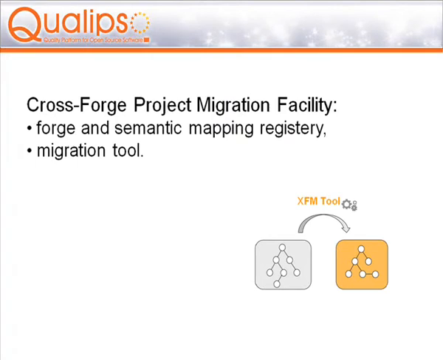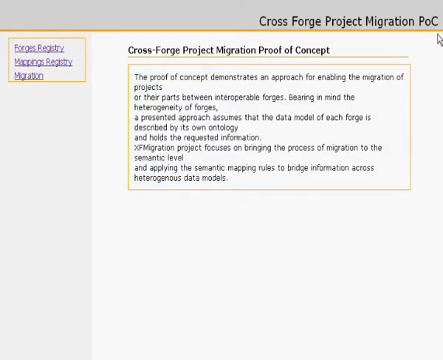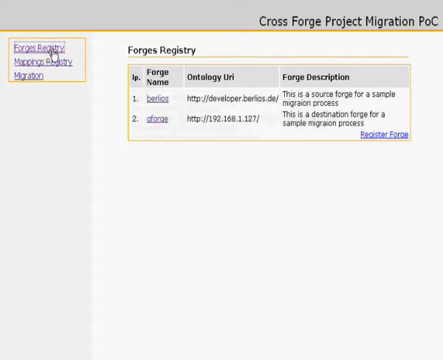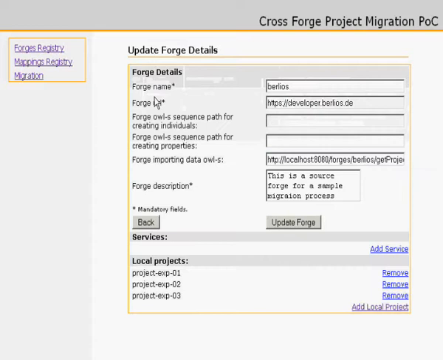Let's introduce the CrossForge project migration facility, which enables the process of project migration between forges. The CrossForge migration tool holds information about registered forges to define source and target of migration. There are 2 sample forges already registered, Berlioz and GForge. Regarding the source forge, the forge name and URL are defined, as well as a link to semantic web services which enable the import of project data and lifting such data to semantic level.